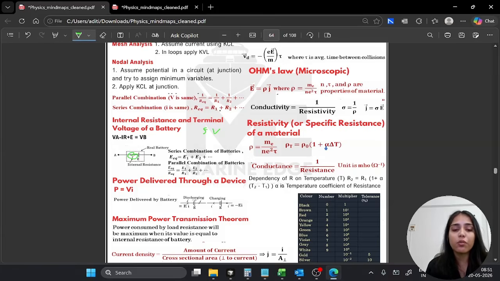In series combination of the batteries, we just normally add the voltages E1, E2, E3 and so on. In parallel combination, we take the ratio E1 by R1 plus E2 by R2 and we go on. Okay.